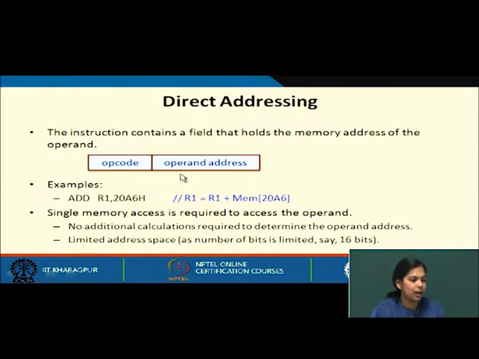Now, how many memory operations are required? As in the instruction you are specifying the address, you have to go to this particular address and fetch the operand. Going to this address will take one memory access. So, a single memory access is required to access the operand. No additional calculation is required to determine the operand address, but the address space is limited. If this address field is 16-bit, it is limited, so we can only have direct addressing within that 16-bit span.